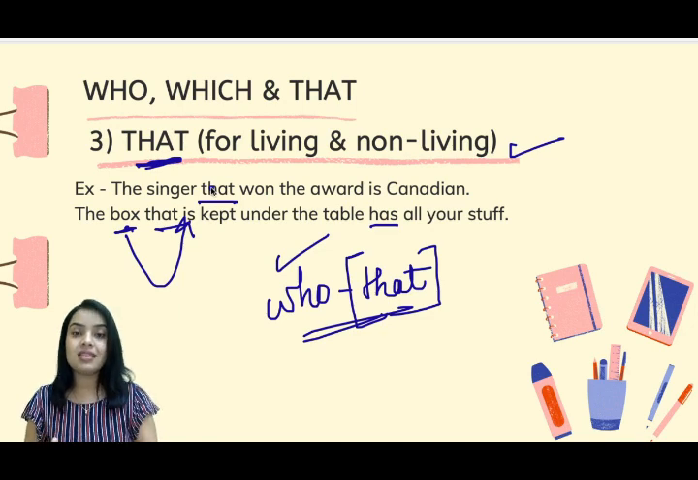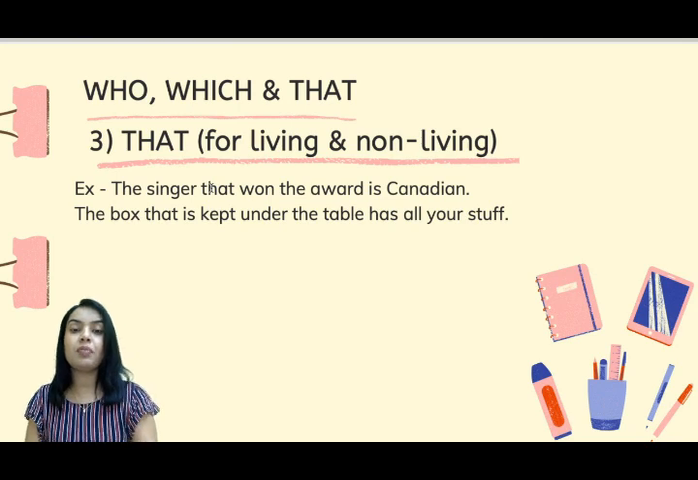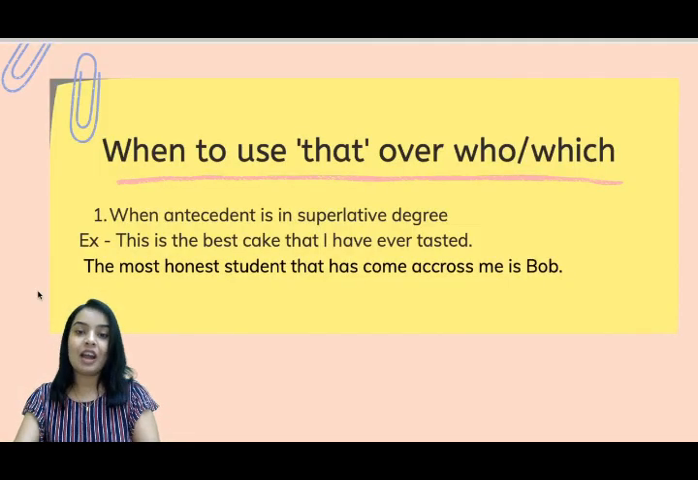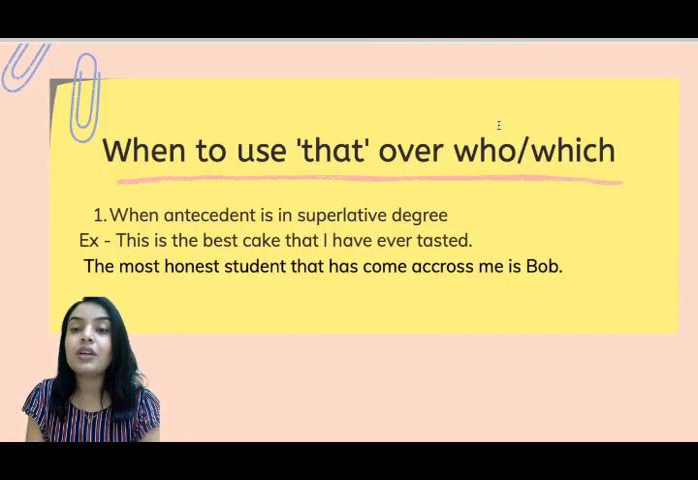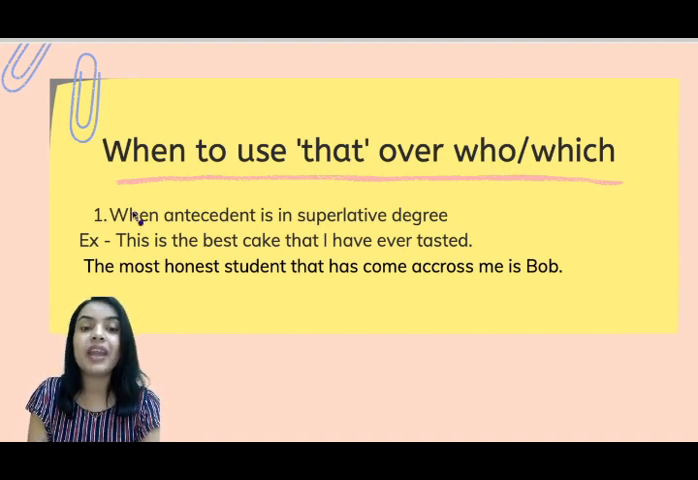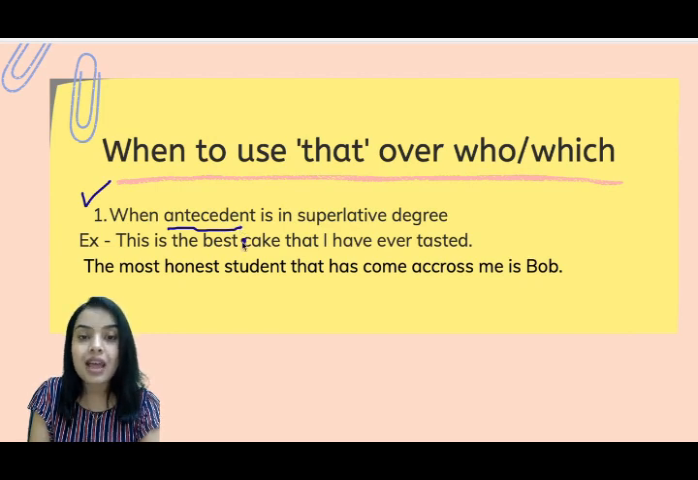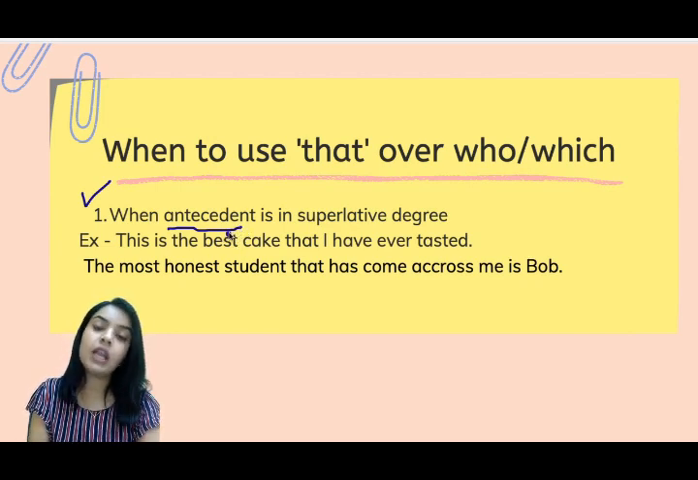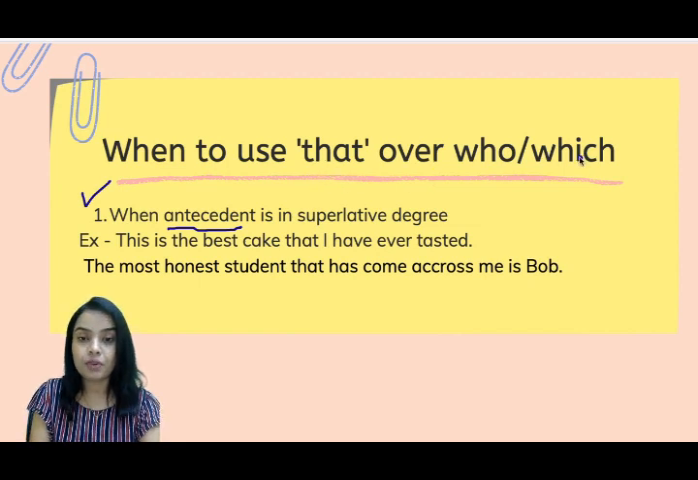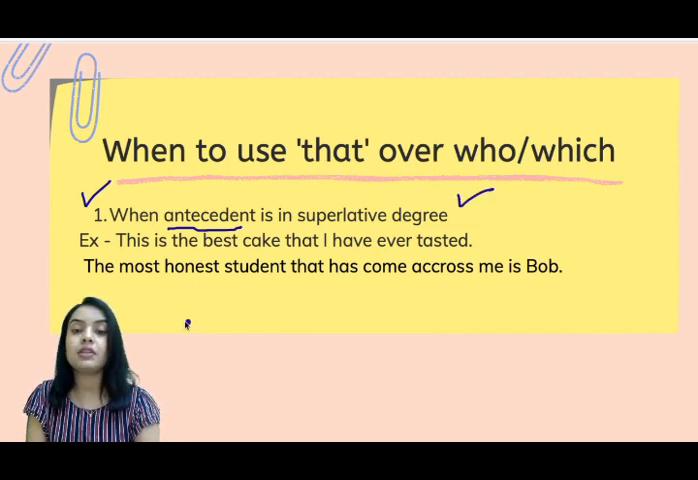Now what will help us understand the difference, because we cannot keep replacing which and who with that all the time. There are certain things you should keep in your mind. They are very simple. All you need to do is just keep watching the video very carefully. Now, when to use that over who and which? The very first condition is if your antecedent, that is the noun or maybe a pronoun, before these relative pronouns is in the superlative degree.